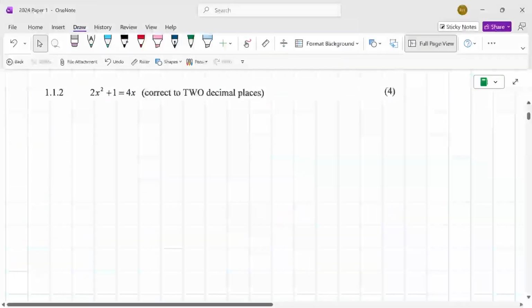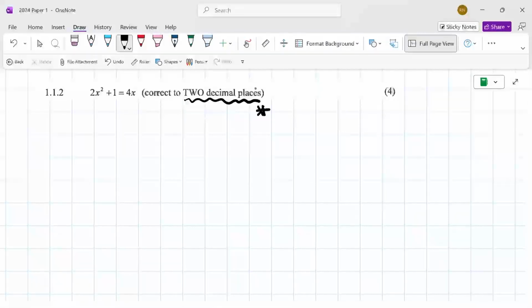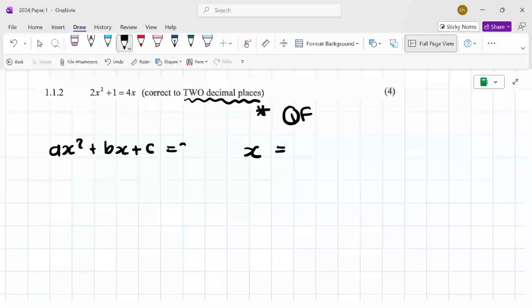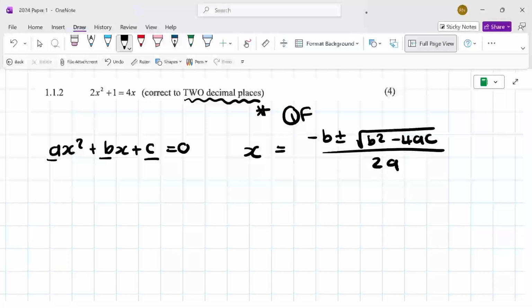Okay, next question says, solve for x correct to two decimal places. Two decimal places is your hint that you're going to be using the quadratic formula, right? Let's say I have my equation as ax squared plus bx plus c equals 0. If I want my two values for x, I have an a, a b, and a c. You can remember it as x equals minus b plus minus the square root of b squared minus 4ac, all over 2a. And so you're just substituting in the values for a, b, and c.